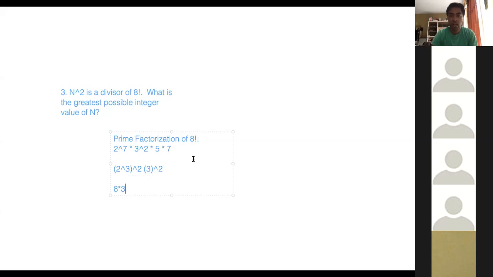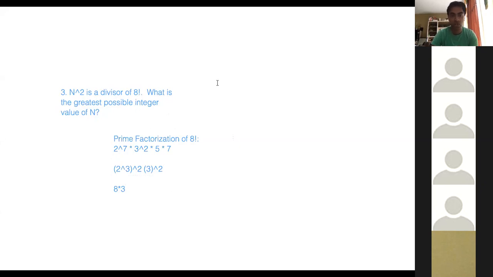Good. So yeah, I think the easiest way here to see, basically you want to say something squared should be able to divide 8 factorial. So if you take the prime factorization of 8 factorial, you can then think about, okay, what is the largest number that I can square that will still divide 8 factorial? So let's do the prime factorization.